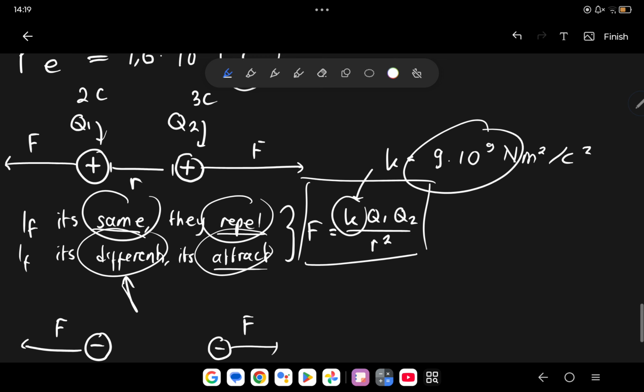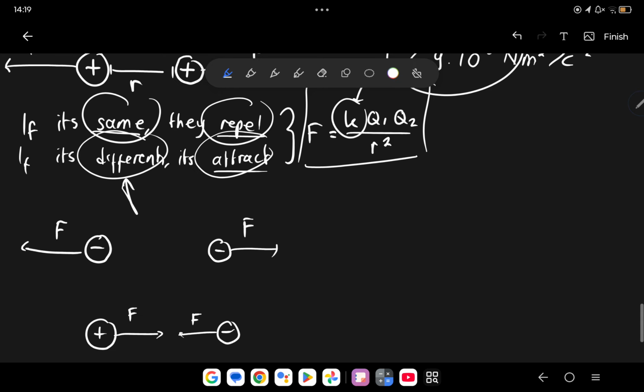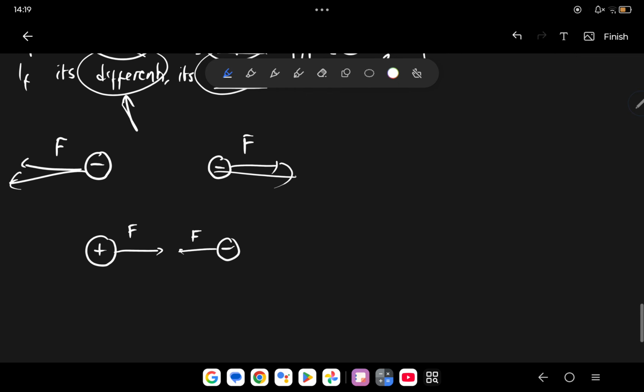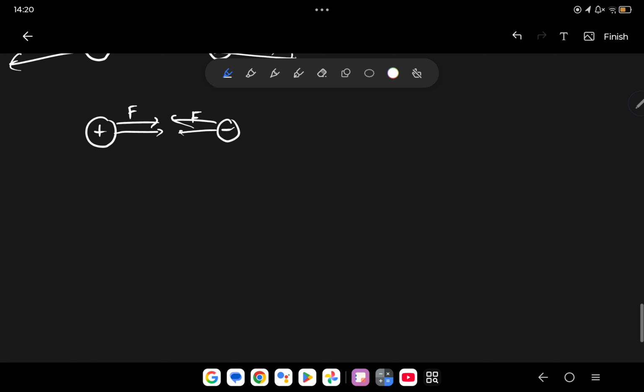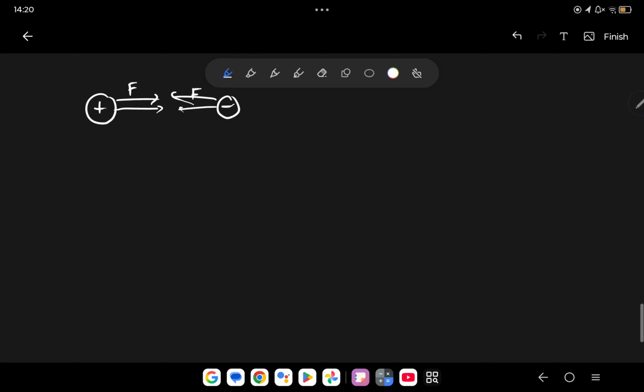And a rule of thumb for determining the direction of the forces: if it's the same, they will point away from each other, like so. But if it's different, if it's a positive and a negative, they will point towards each other. They will attract, like so. Very nice recap. Let's do some practice questions. Very easy ones.